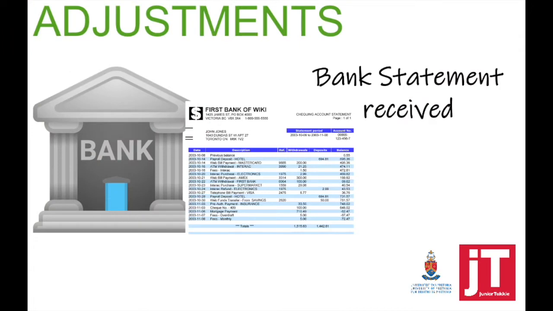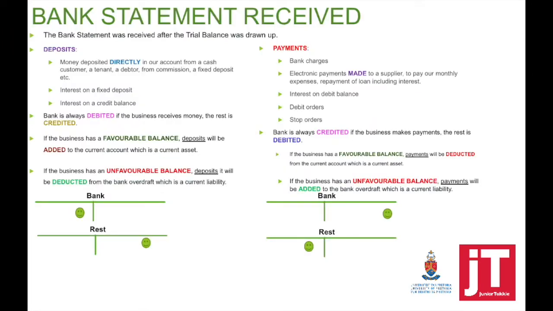We are going to look now at bank statements received. This can happen when the bank statement is received after the trial balance was drawn up. This means that any transactions that appear on the bank statement must be added to our books. So if we look at deposits, it's money received directly in our bank account. Bank is always debited, the rest is credited.